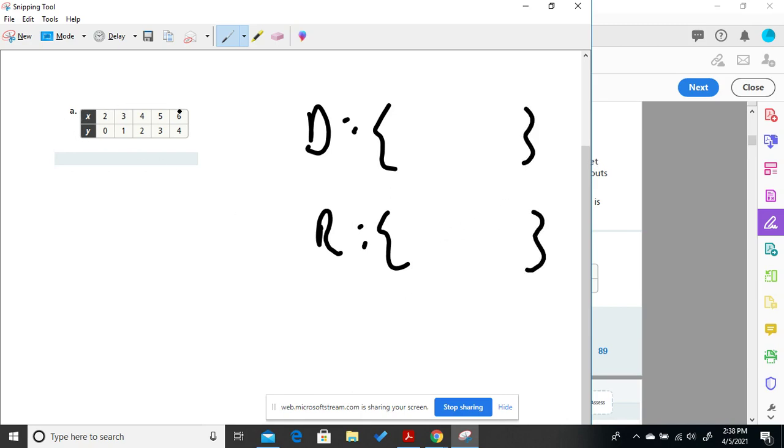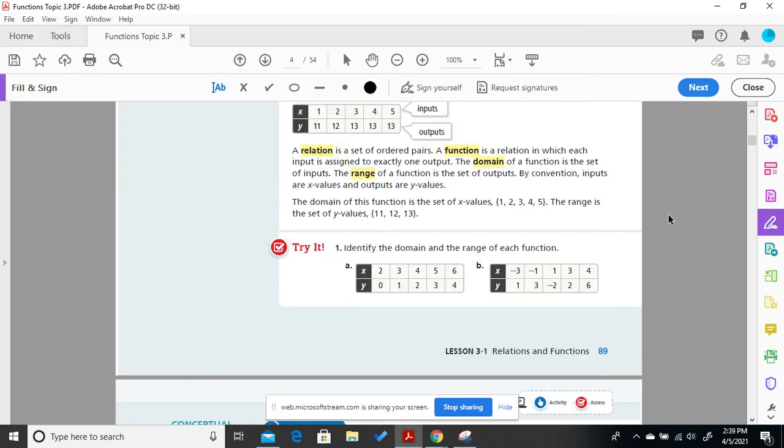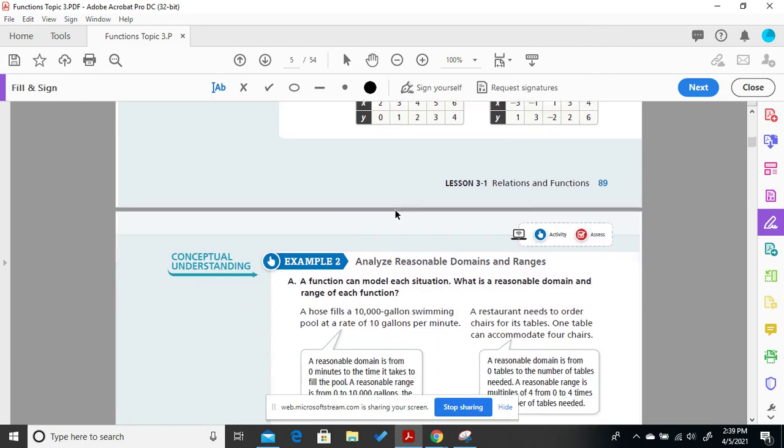Our domain is going to be the x values. So 2, 3, 4, 5, and 6. And your range is going to be your y values. 0, 1, 2, 3, and 4. Okay, simple as that. Super easy. I'm not going to do B because it's the same idea. I think you've got this under control.